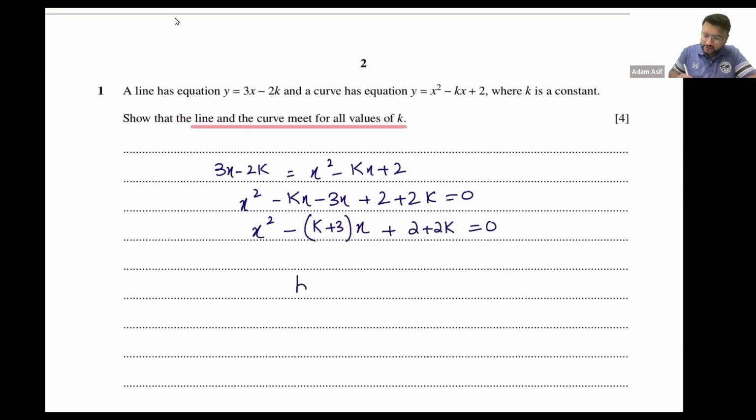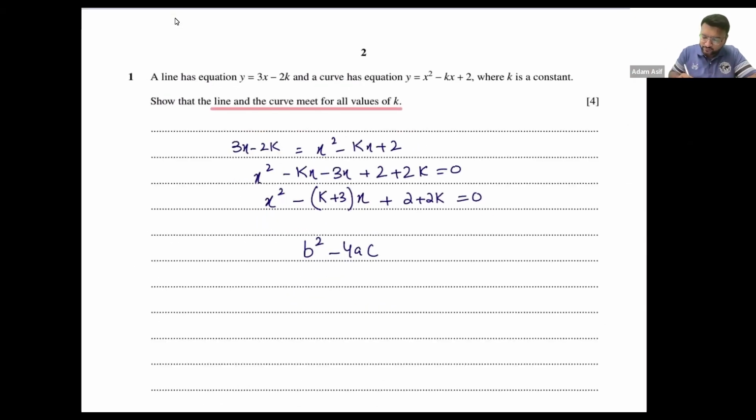So let's calculate the discriminant, b square minus 4ac. Let's calculate the discriminant expression: b square minus 4 times a, where a is 1, and c is 2 plus 2k. Do not write anything over here. You need to show that. You will not write equals to 0, greater than 0 or less than 0 here yet. So this is going to be (k plus 3) the whole thing square minus 8 minus 8k.